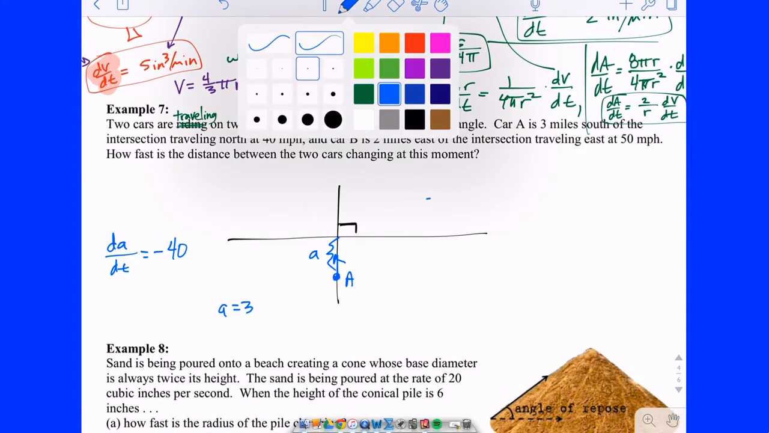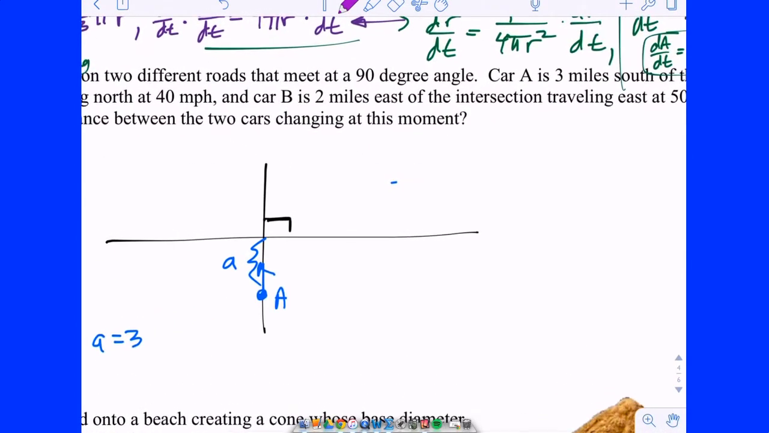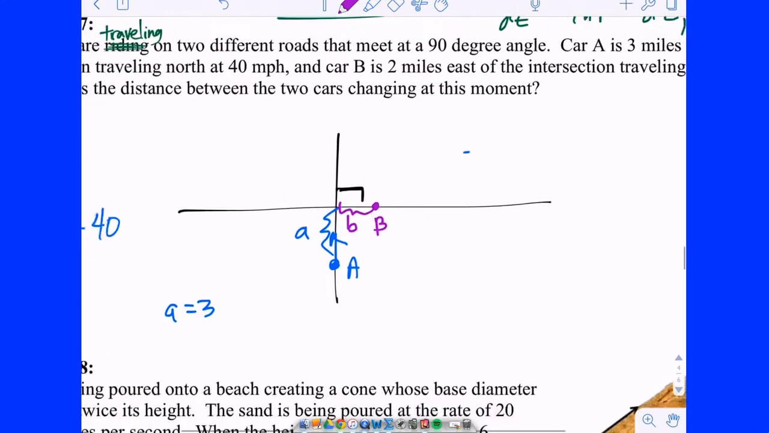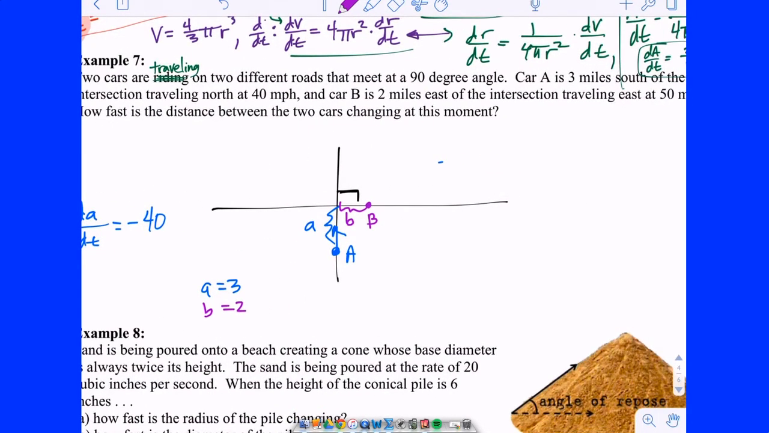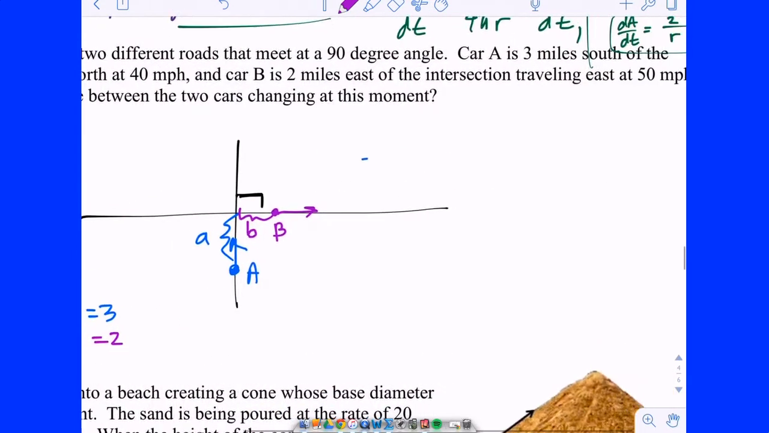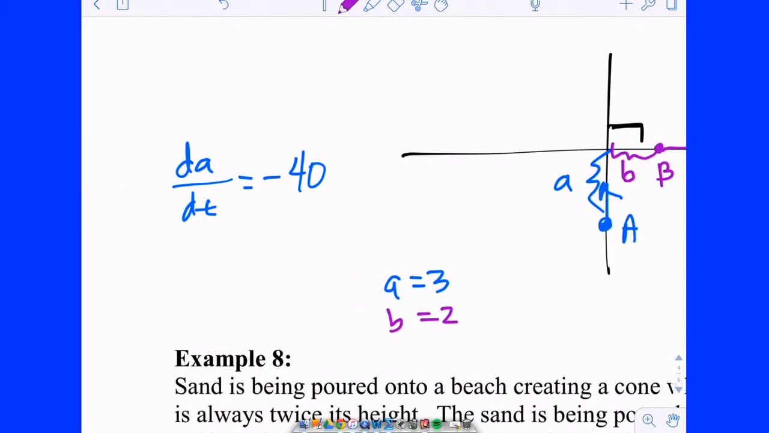So let's use a different color here. East of the intersection, so it's going to be over here, and it's only 2 miles. So I'll go ahead and call that little b. And at the same moment, the snapshot moment, b is 2, but it's continuing on this way. So its rate of change, and how fast is it going? It says it's going 50. So dB/dt is positive or negative 50?